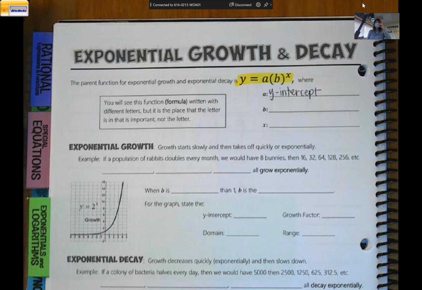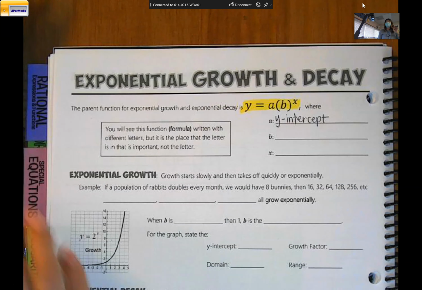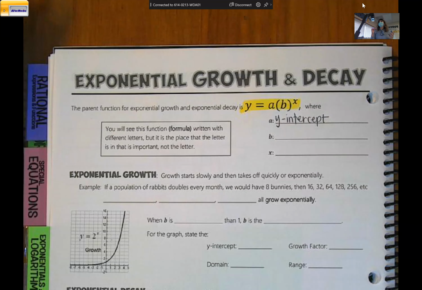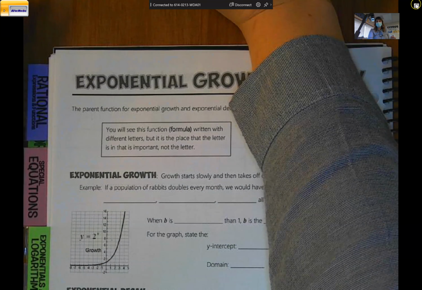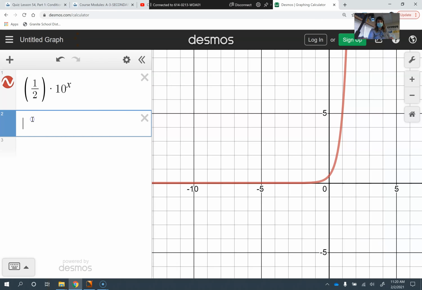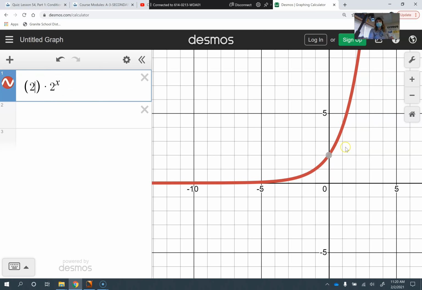You're hanging in? Okay, the number in position A is your y-intercept. That is where your exponential graph passes through the y-axis. So let me show you in our Desmos what that would look like. I'm going to change this back to 2 because that's the most basic. And I'll put the number on the front to be 2. Notice that it passes through at 2.